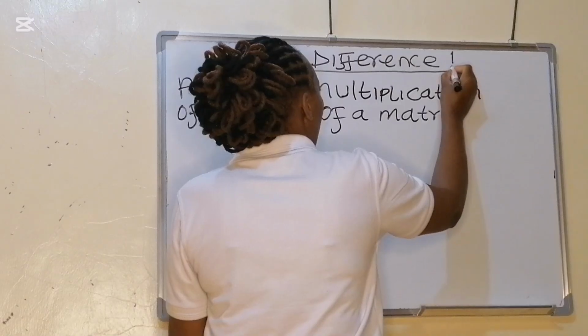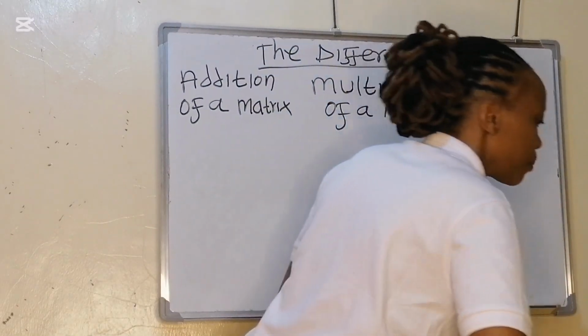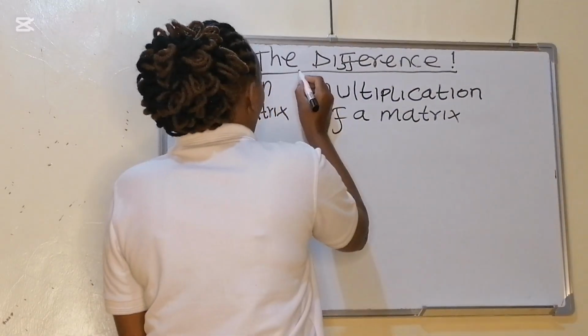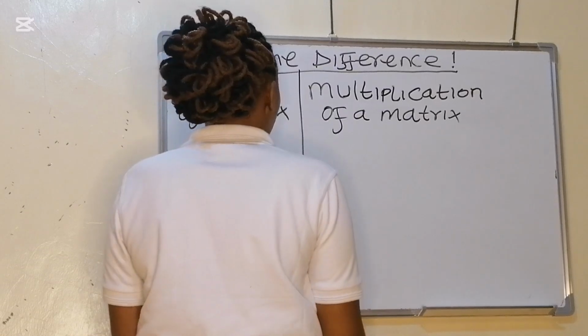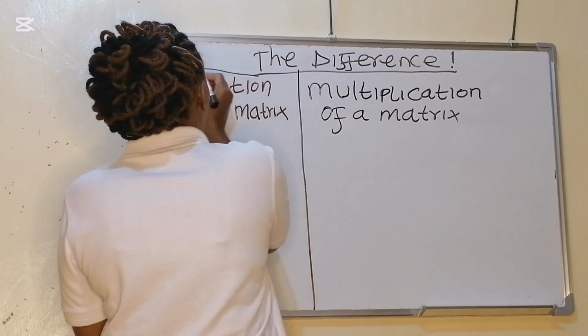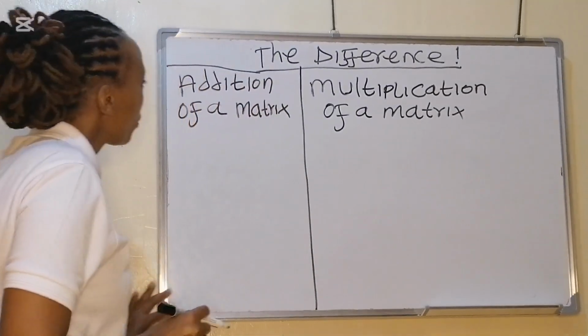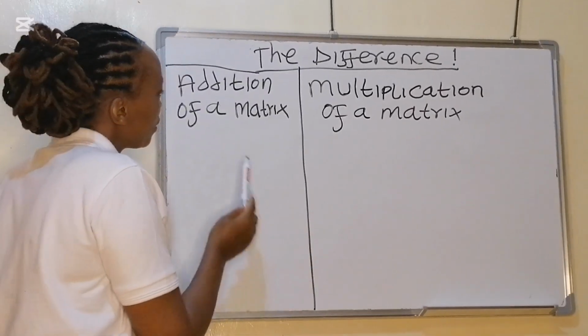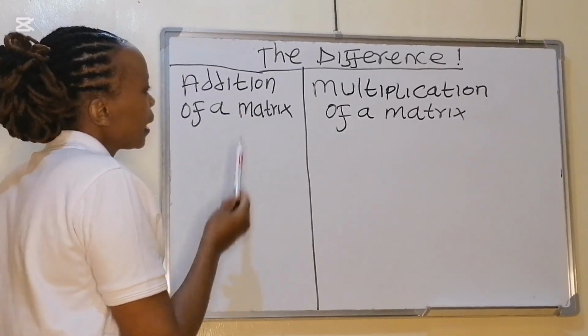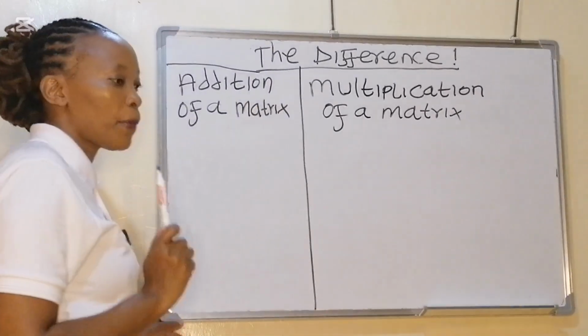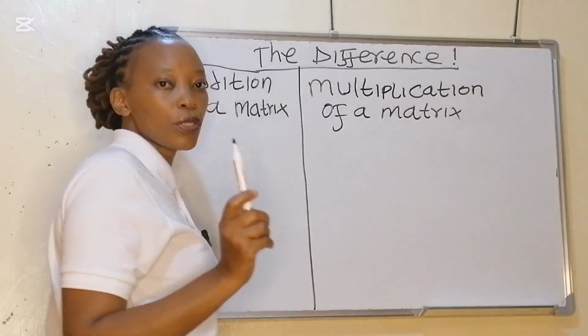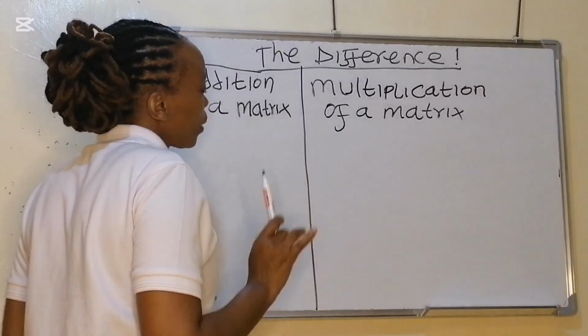I'll just write an exclamation mark because that is what we are looking at. Okay, we are looking at what's the difference between addition of a matrix and multiplication of a matrix. I am going to use examples to explain.